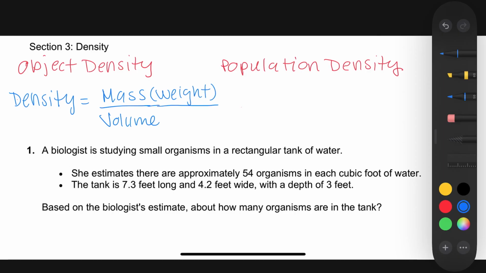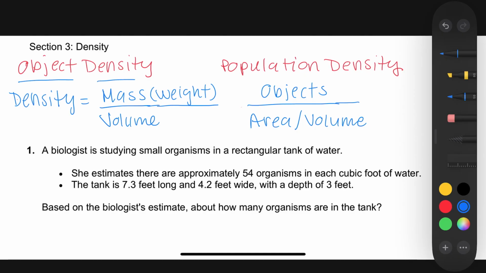And then population density is how many objects there are in a specific area or volume amount. So population density is going to be objects. Sometimes it's people. Sometimes it's, in this first problem, organisms. Sometimes it's trees. It just kind of depends on the problem. So it's going to be objects that are in a specific area or a specific volume. So it's objects divided by area or volume. So we have an object density, or we have population density.